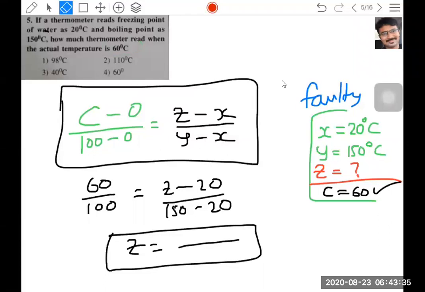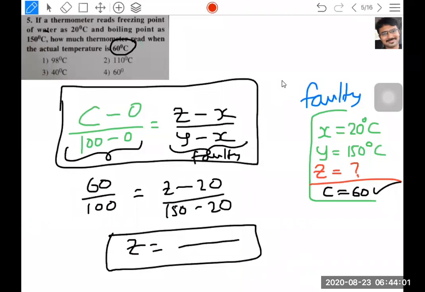Faulty scale, comparing with what scale? The centigrade scale, because the actual temperature is given in centigrade. That's why I selected (C minus 0) by (100 minus 0). And this is the original scale, and this is the faulty scale. I hope you are clear now how to handle this problem.